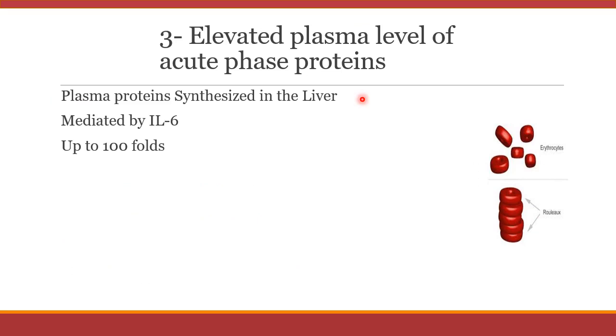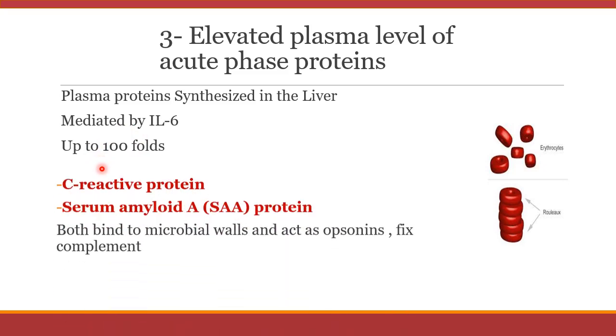The next systemic effect of acute inflammation is elevated plasma level of acute phase proteins. Those proteins are plasma proteins that are synthesized in the liver, and this synthesis is mediated by interleukin 6. So again, this is another role for interleukin 6. The synthesis of these proteins increases in cases of acute inflammation up to 100-fold of the normal rate of synthesis.